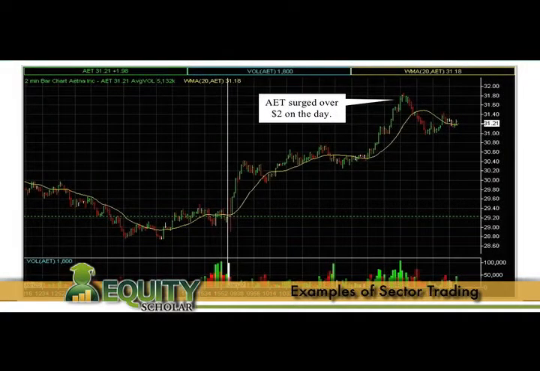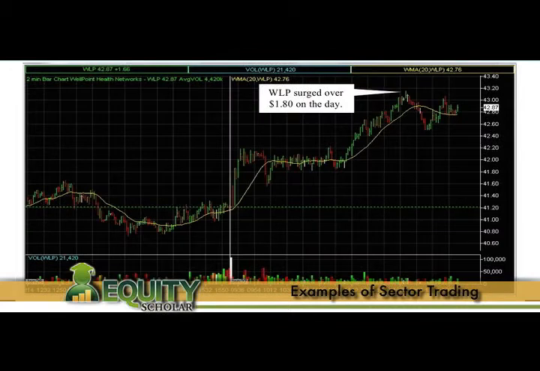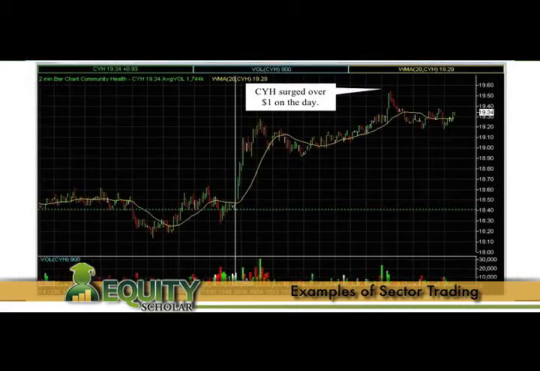From this first chart, we can see Aetna, ticker symbol AET, up over $2 on the trading day as the stock made a steady yet aggressive move higher. Next, we see WellPoint Health, ticker symbol WLP, which made a $1.80 move higher, similar to that move which occurred in Aetna. Next, we see ticker symbol CYH, which stands for Community Health, up $1 on the day.